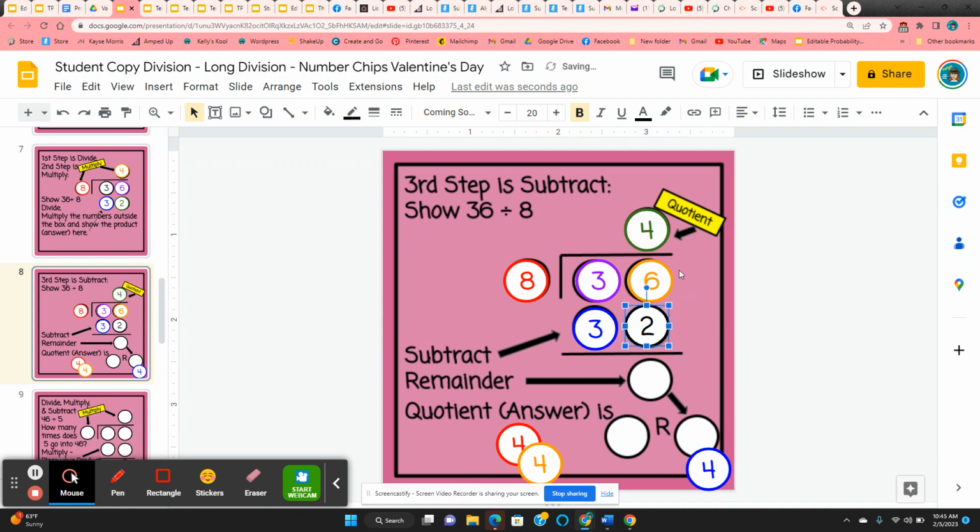Now the next step after dividing and multiplying is to subtract. So they're going to take 36 and subtract 32. That gives them 4. So now they have an answer of 4 with a remainder of 4.